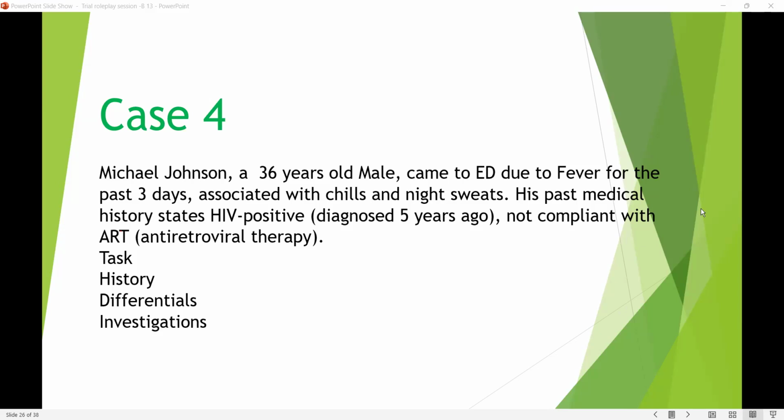So let's discuss the case. Michael Johnson, a 36-year-old male, came to the ED due to fever for the past 3 days, associated with chills and night sweats. Thank you, no worries. His past medical history states HIV positive, diagnosed 5 years ago, not compliant with ART. So your task is to take a history, differential, and investigation.